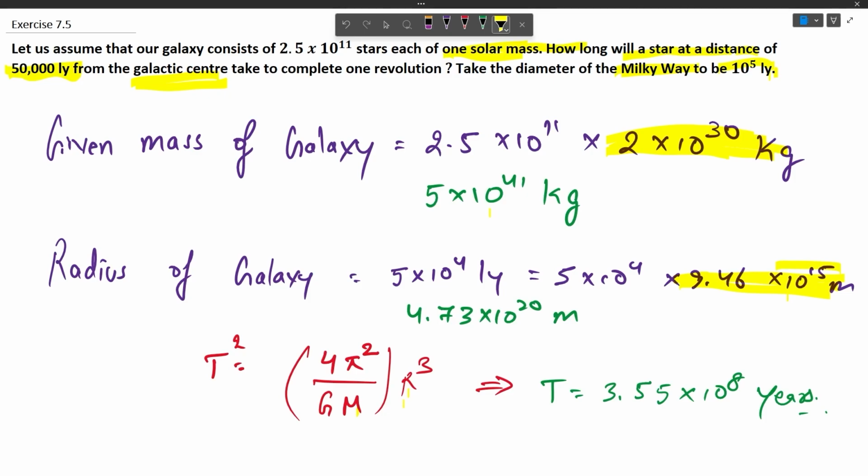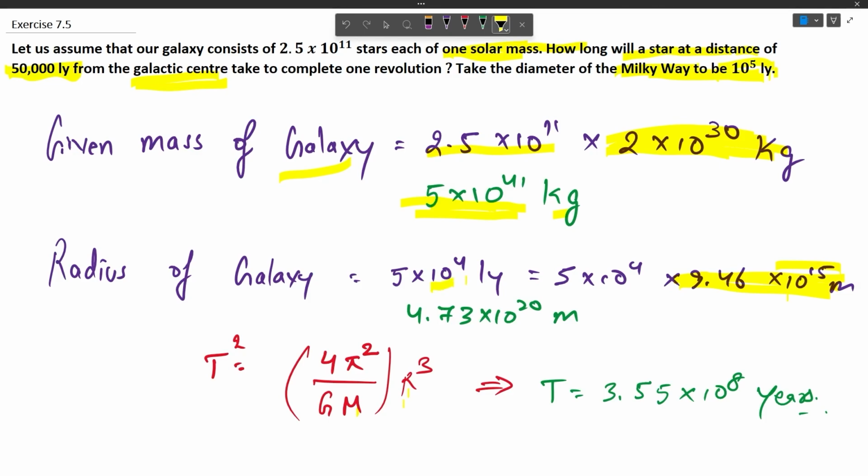So we have to find out the time required to complete one revolution, and the diameter of this Milky Way galaxy is given as 10 to the power 5 light years. So we calculate the mass of the galaxy, that is 5 into 10 to the power 41 kg, by multiplying the number of stars and one solar mass. And we also find out the radius of the galaxy in meters.